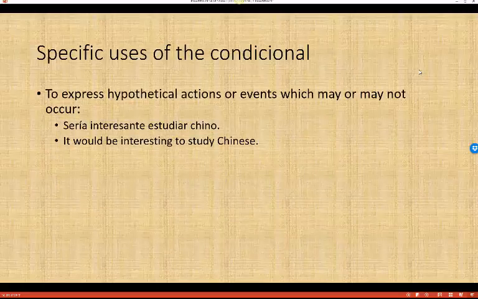A few more specific uses of the conditional. So, hypothetical actions or events which may or may not occur. And I'll talk a little bit more about that later with subjunctive as well. But, ¿sería interesante estudiar chino? So, I think that, again, it would be interesting to study Chinese. So, the would is the key word for you guys in English. And then again, it's a hypothetical situation. I think that it would be interesting. I'm not thrilled about it, but I'm interested.